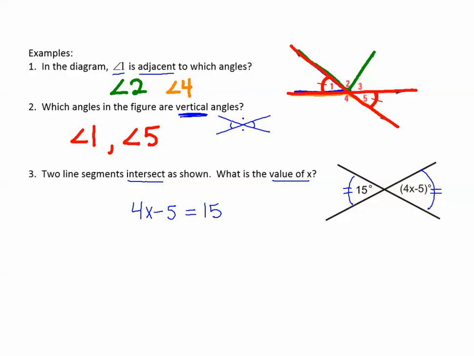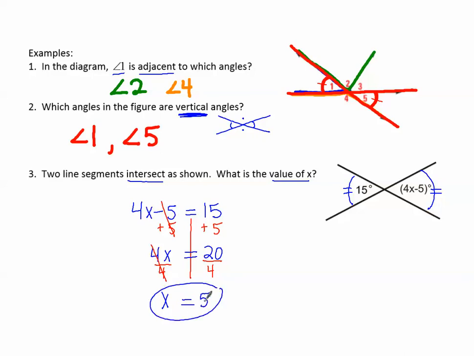Now let's solve this equation. To get the x by itself, I add 5 to both sides. That leaves us with 4x equals 20. To get the x by itself, since 4 is multiplied to x, I divide both sides by 4. That leaves us with x equal to 5. So I know that x equals 5 is the value of x.